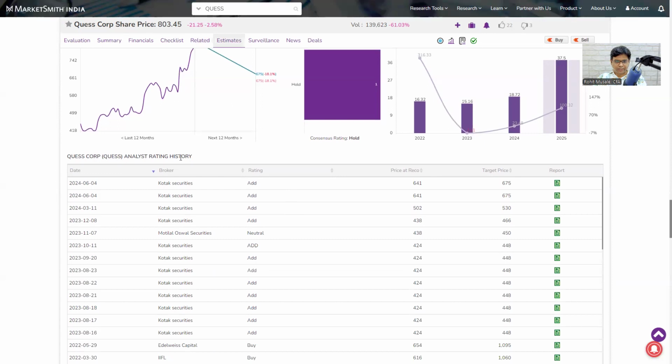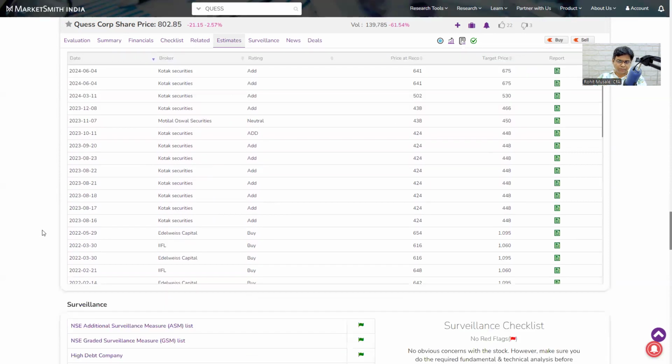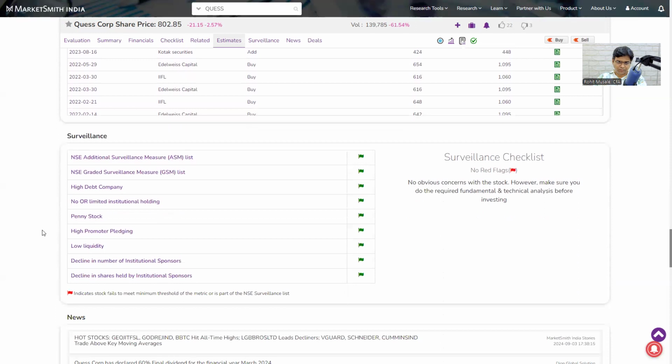Then analyst rating history. How many analysts have been tracking the stock? What's the recommended price? What is the target price? You can also click here to download the report. So as I said, tons of information available here if you want to do a lot of research.